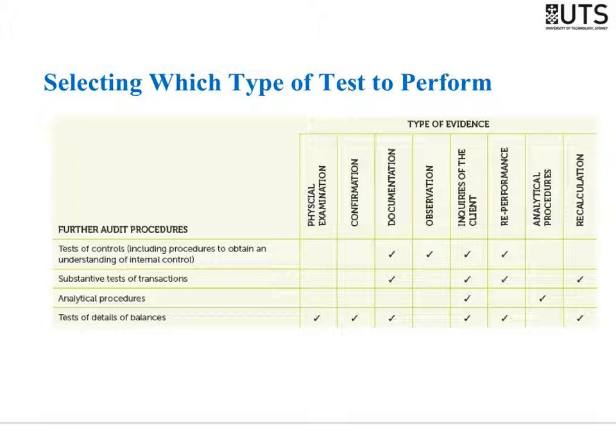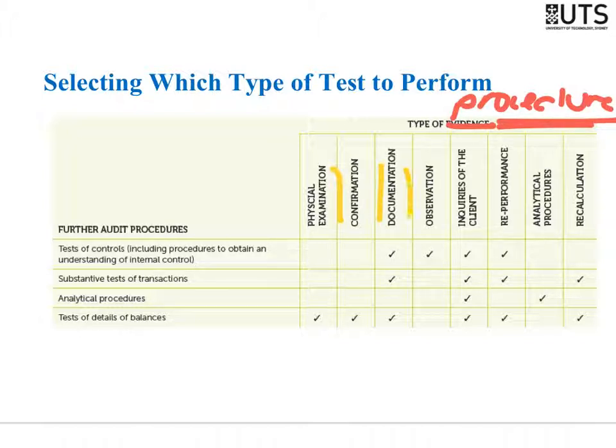So can everyone please make a correction for me? Instead of saying type of evidence, can you please write types of procedures? Because I'd rather you actually focus on it as types of procedures. So types of procedures can be physical examination, confirmations, as we discussed, documentation or inspecting, observation, inquiries, and so on and so forth.